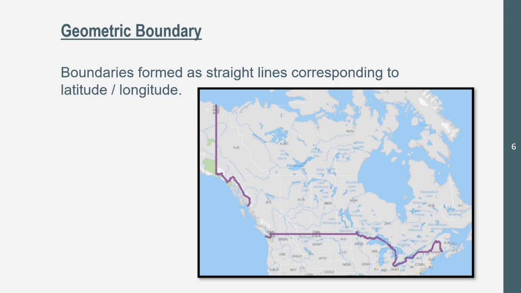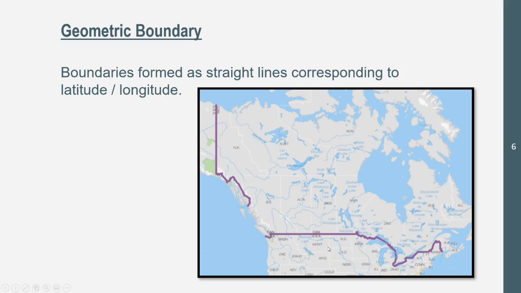Now let's get into geometric boundaries. Geometric boundaries are formed as straight lines, and they correspond to latitude and longitude. You can see here a decent amount of the Canadian-American border is geometric. There's a straight line here separating southern Canada and northern United States. And then the Alaska one, we have a longitude, straight longitude line. I keep saying longitude, separating Alaska from Canada. And we have our latitude line separating United States and Canada. This is geometric, straight line, geometric.